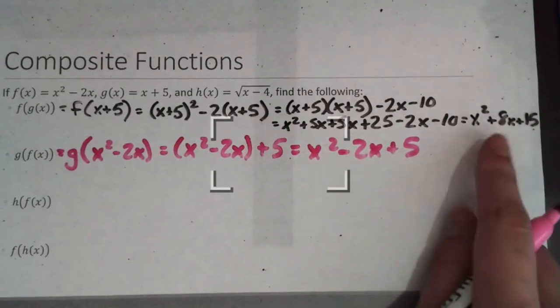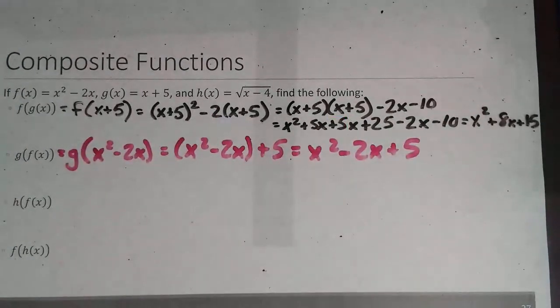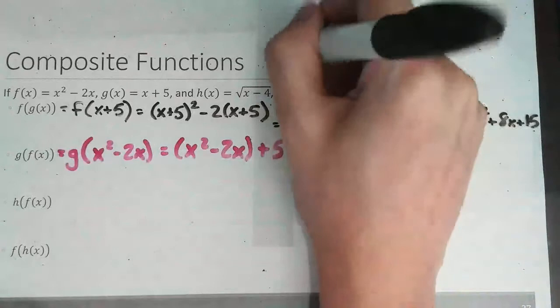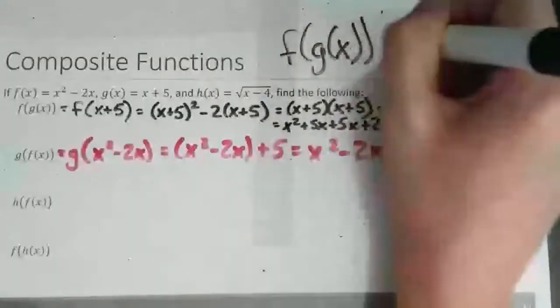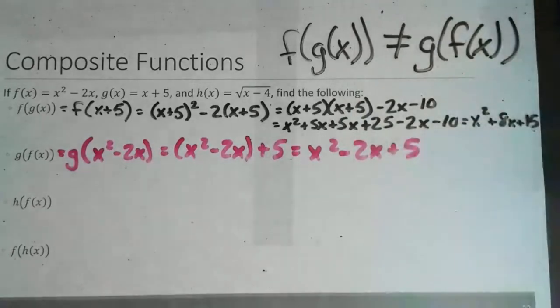And it is different. So f of g of x is not the same as g of f of x. I want to write that down because that is very important. f of g of x is not equal to g of f of x. There are some rare instances where it does occur, but in general, order matters when you're taking composite functions.